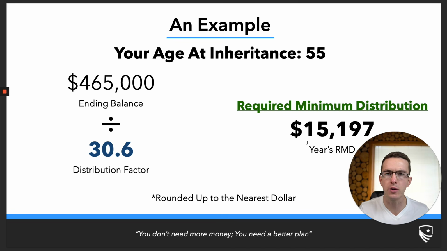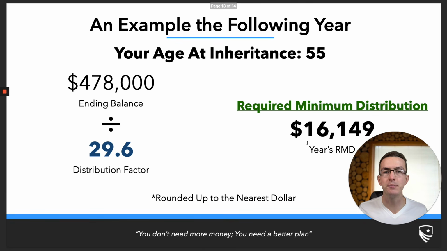What about every subsequent year? Again, we're not going to go back to that life expectancy table. It's much simpler from here on out. We're going to simply decrease that distribution factor by 1, and we're going to do that for each subsequent year. So for instance, let's say after taking our RMD, our given account grew from $465,000 to $478,000 that following year. Now again, our distribution factor is going to change. We're actually just going to lower it by 1.